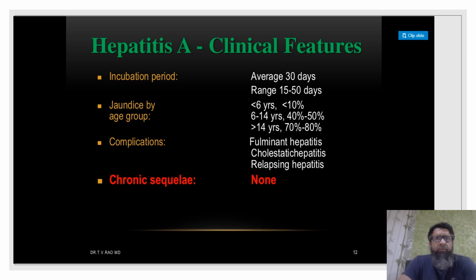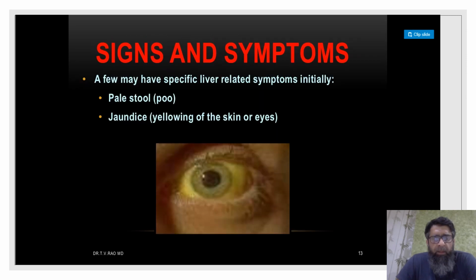So it comes up with the clinical features. Hepatitis A incubation period is almost 30 days, and jaundice depends upon the age of the infection: in less than 6 years, less than 10% chance of jaundice; 6 to 14 years, 40 to 50%; in more than 14 years, 70 to 80% of patients develop jaundice. Complications include fulminant hepatitis, cholestatic hepatitis, and relapsing hepatitis maybe, but there is no chronic sequel of the disease. We have deep jaundice, pale stool, white stool and dark urine.